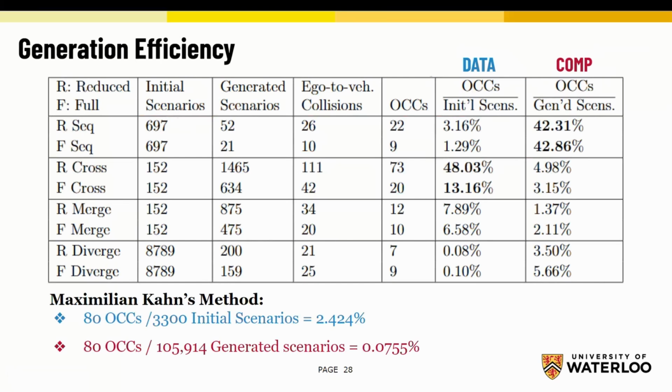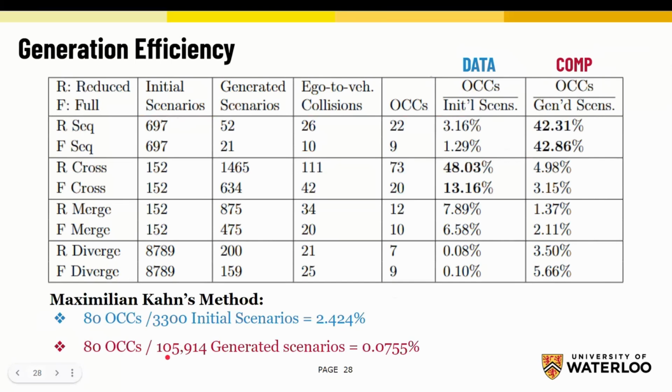of actually working out. Compared to previous generation techniques, specifically Maximilian-Kahn's method, we are roughly on par in terms of data efficiency, or better, for almost every single generator, except for the diverged generators. Although I would note that Maximilian-Kahn did not actually generate any diverged scenarios whatsoever using his technique. In terms of computational efficiency, we have a large improvement across all possible generators.